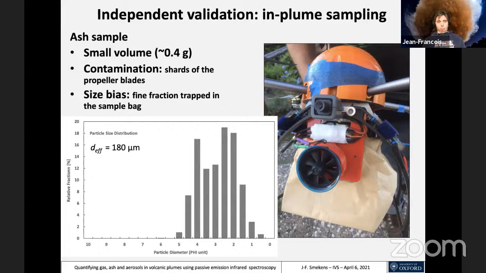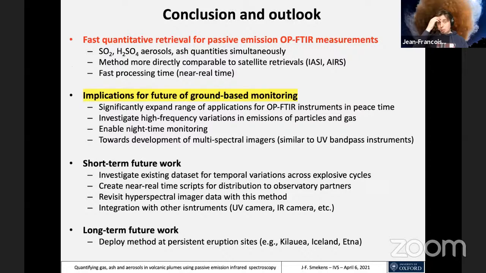So the size distribution that we retrieved had an effective diameter of 180 microns and a pretty wide array of sizes. So it's rather on the large side in terms of particle sizes, but again, we definitely lost the fines in the bag. So we'll be working on correcting this for the next field work.